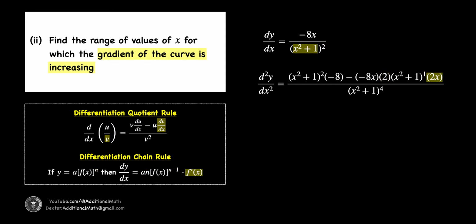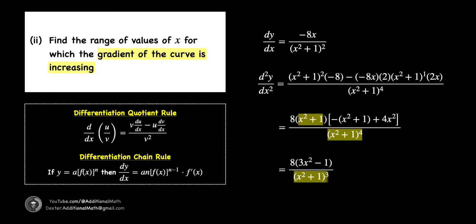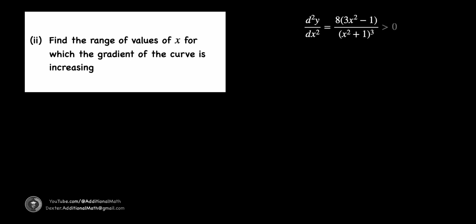Then, we factorize out the common terms of 8 times of x squared plus 1 in the numerator, so that we can cancel out x squared plus 1 to both the numerator and denominator to give us this second derivative result. Given that the gradient of the curve is an increasing function, we will now set the second derivative to be greater than 0.